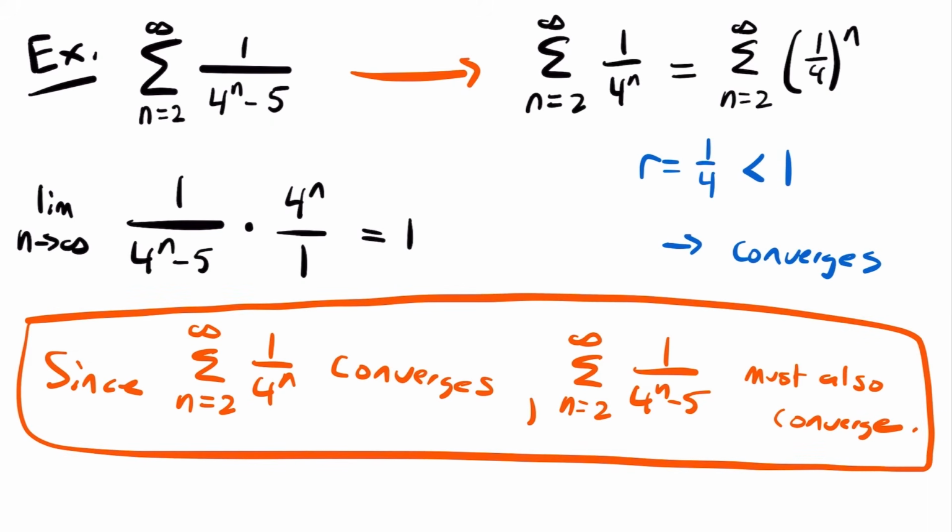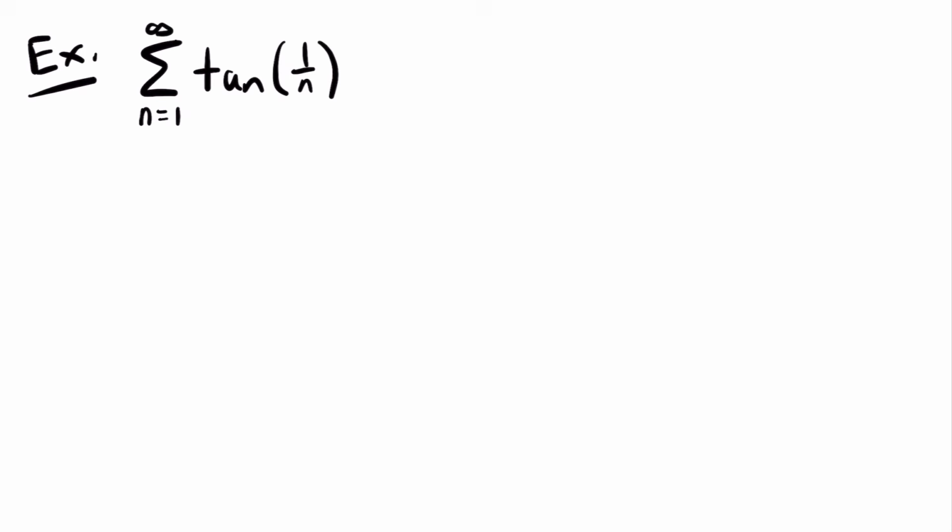Let's look at one more example for this video. Okay, so here's our final example. We have the sum from n equals 1 to infinity of tangent of 1 divided by n. All right, so now this is a very different series than what we have looked at so far. All the series that we have looked at up until this point were rational expressions that we could easily see how to compare them to a p-series or a geometric series.